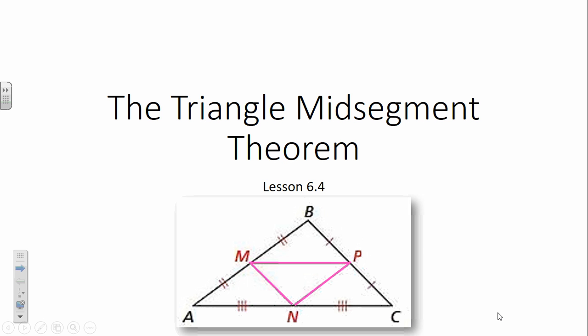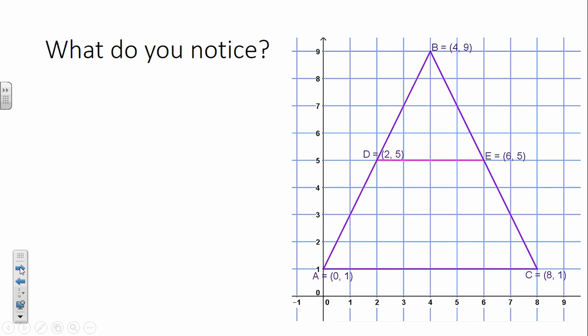So this section's on the triangle midsegment theorem, and we want to start by looking at this particular triangle, or pair of triangles, and seeing what we notice about them. So what things do you notice about these two triangles, or this triangle with a segment in the middle of it?